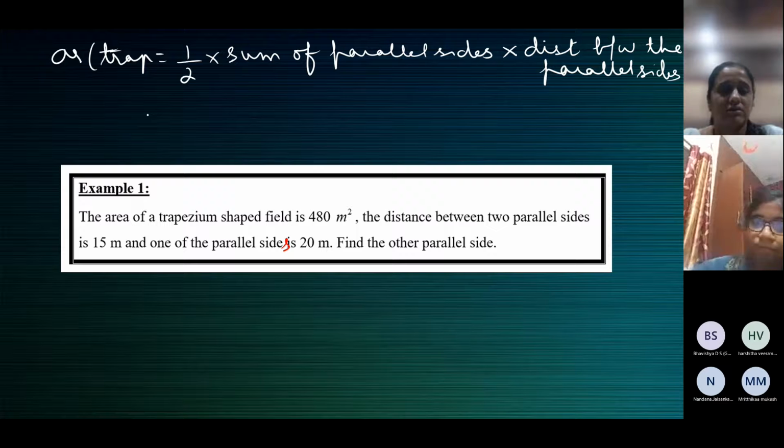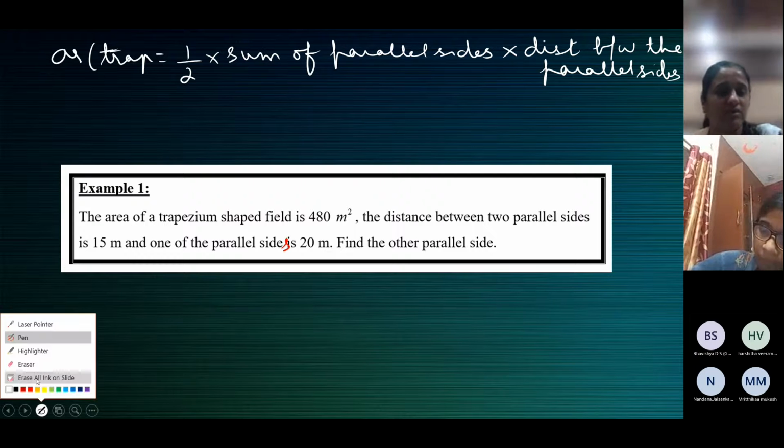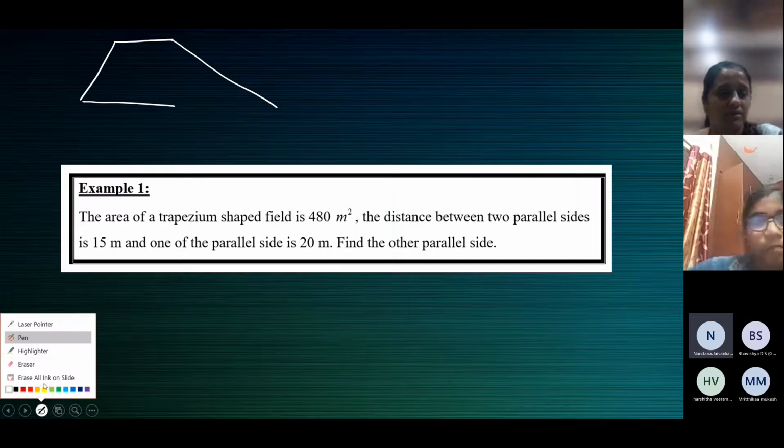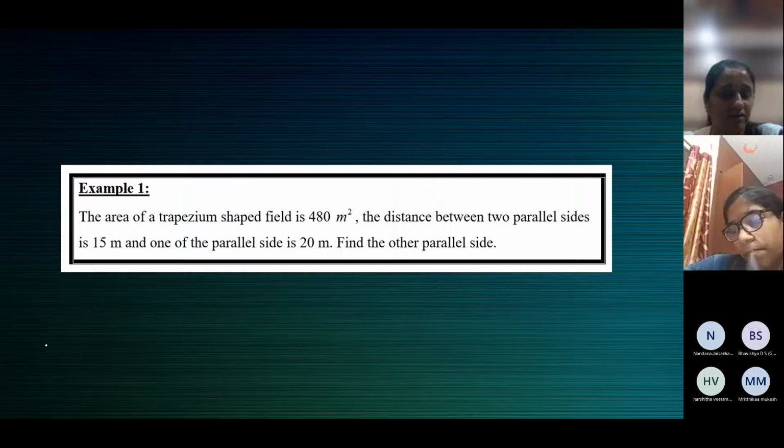Now, see here, one minute, let me draw the trapezium first, sorry. One minute, let me write it again. One second, please.